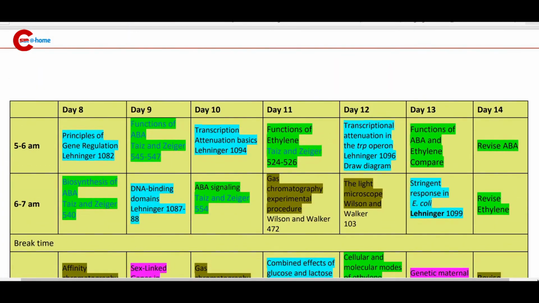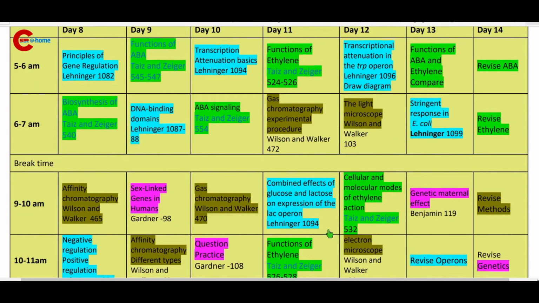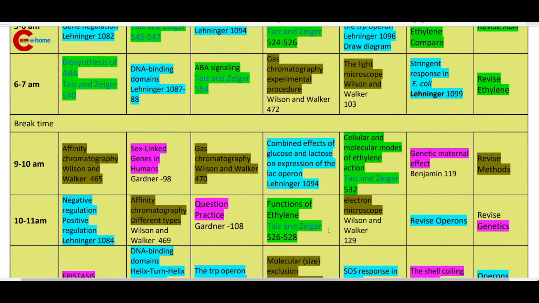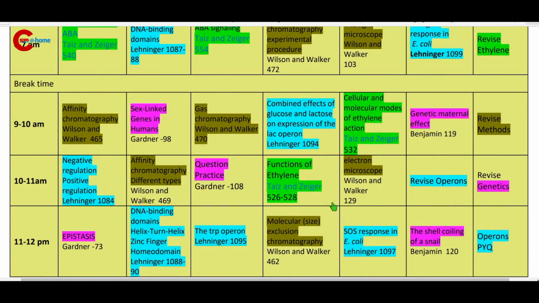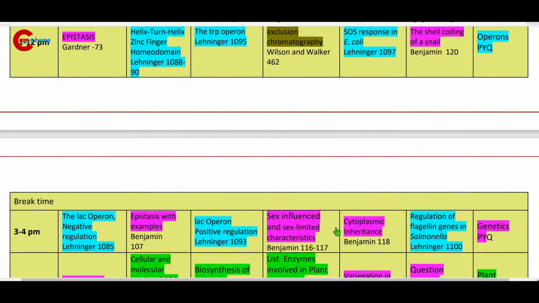Day 11, 5 to 6 a.m. functions of ethylene. 6 to 7 a.m. gas chromatography. Then 9 to 10 a.m. combined effect of glucose and lactose on expression of the lac operon. 10 to 11 a.m. functions of ethylene. Then 11 to 12 p.m. molecular exclusion chromatography. Then 3 to 4 p.m. sex influenced and sex limited characteristics.